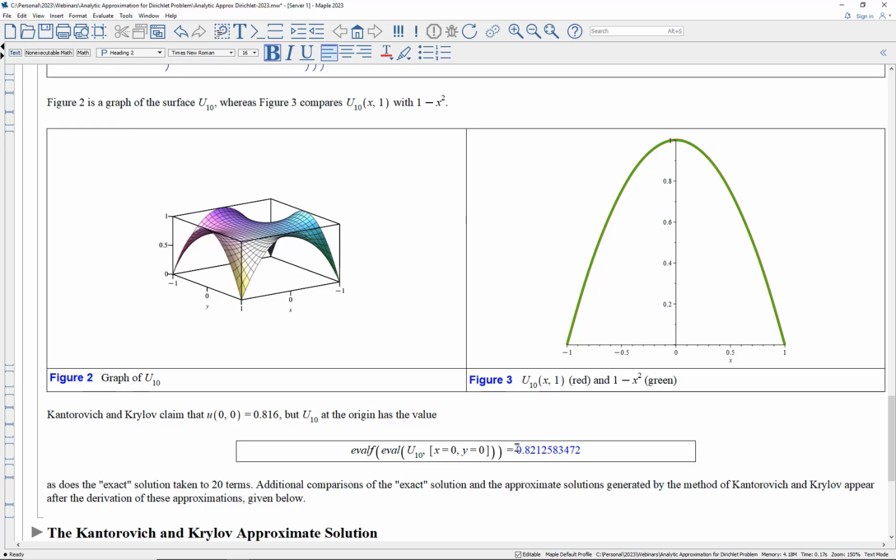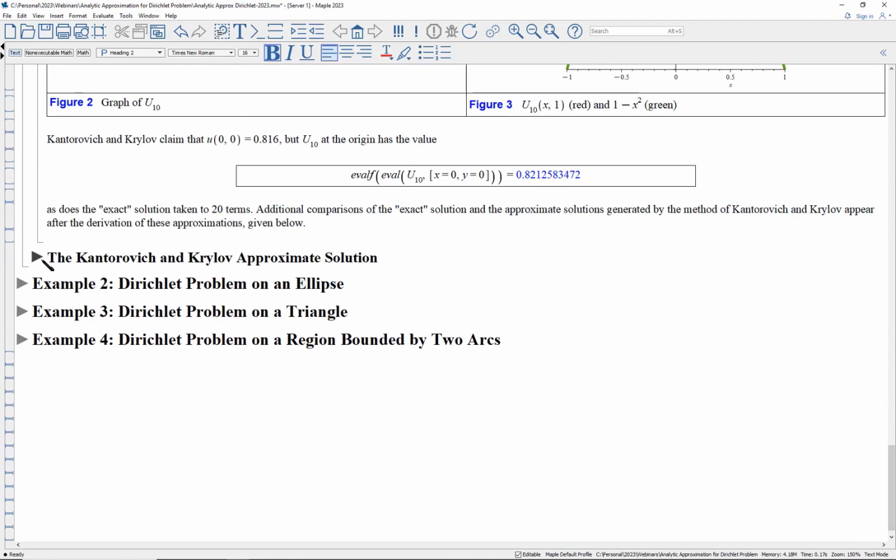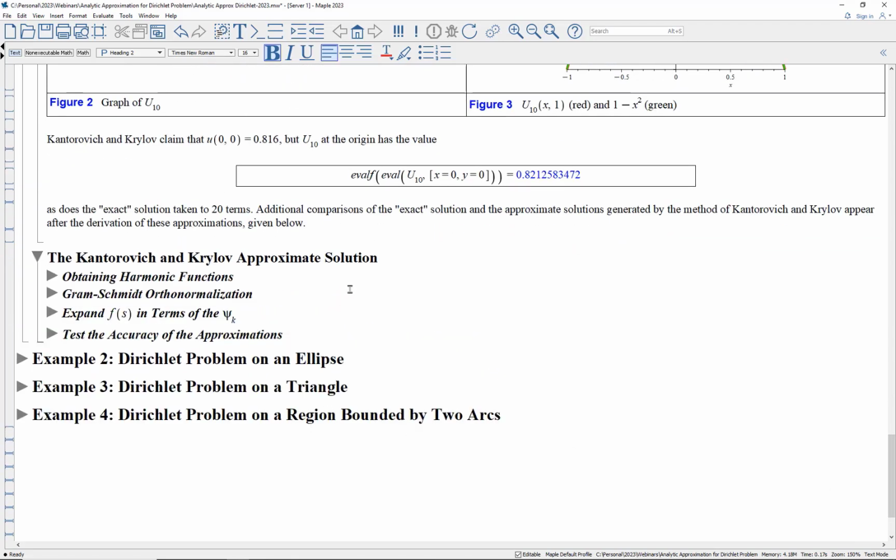To be sure that this U10 carries enough terms, I went out to 20 terms, evaluated at the origin, and I get the same exact number. So U10 is fine for our checking and our approximation. So now let's obtain the Kantorovich and Krylov approximate solution. Remember, there are some steps that we have to go through.